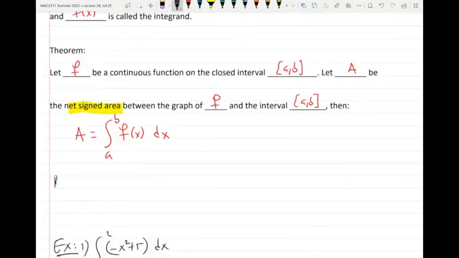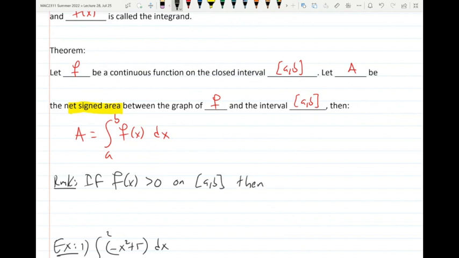So I guess I should say here, remark: if the function is greater than 0 on the entire interval, then A above is the area under this graph on the interval a, b. But if the function starts changing signs, then you are no longer calculating area. Understand this? It's just a net signed area.